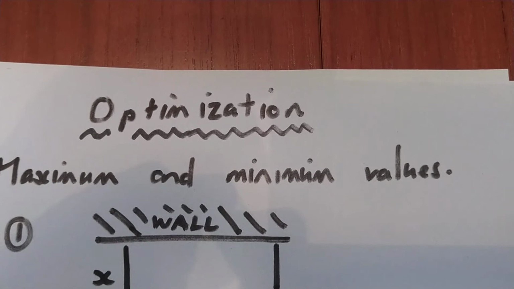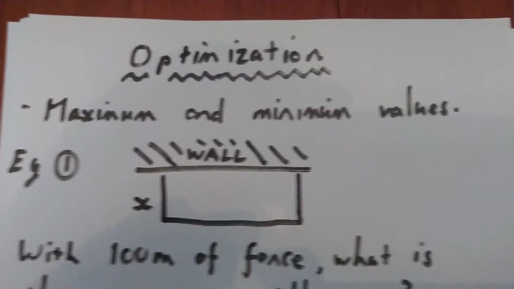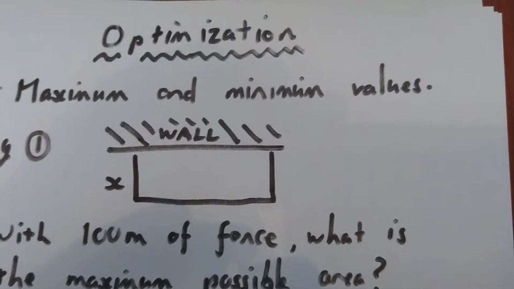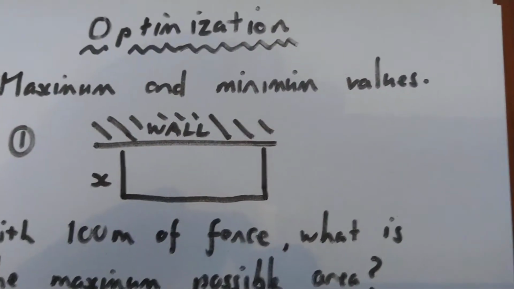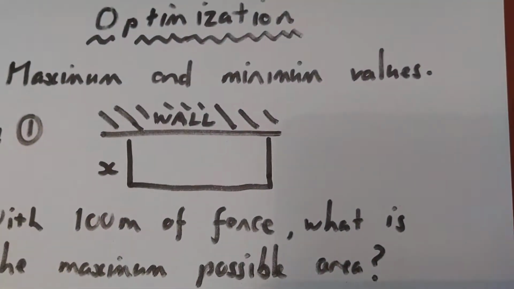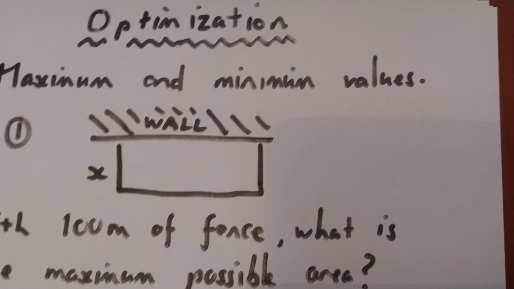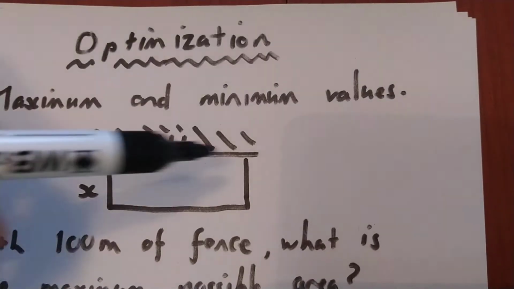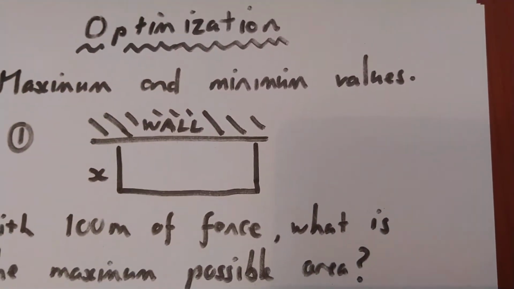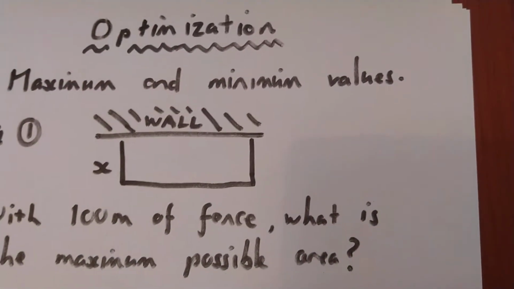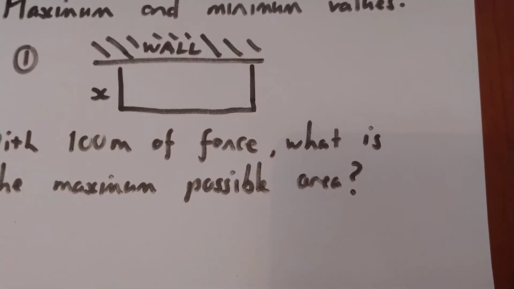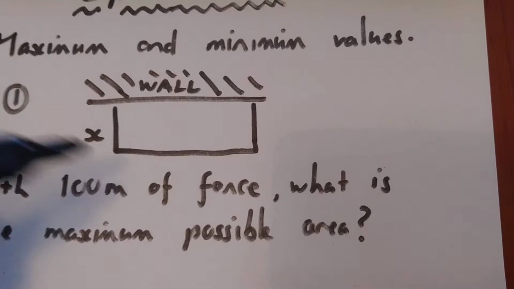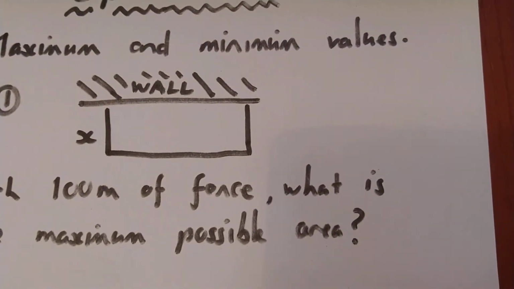So on page 15 in your notes, example number 1. A farmer has got 100 meters of fencing. He wants to use it to make a rectangular field or paddock for his sheep, who knows. To get the maximum area possible, he's going to put it against a wall that already exists. If he has 100 meters of fence ready to assemble, what's the maximum possible area he can make for this field here?